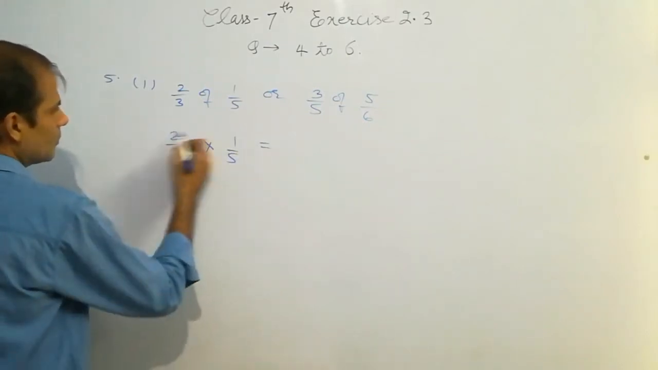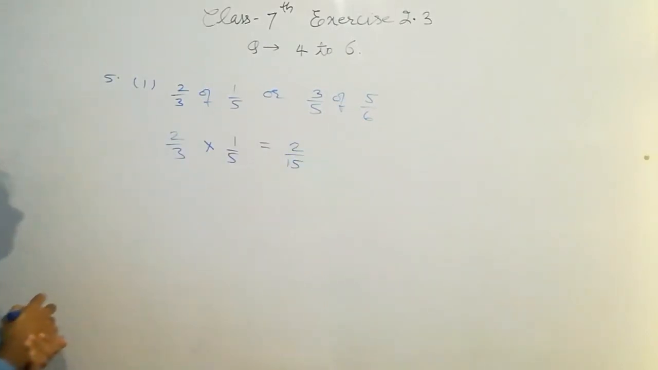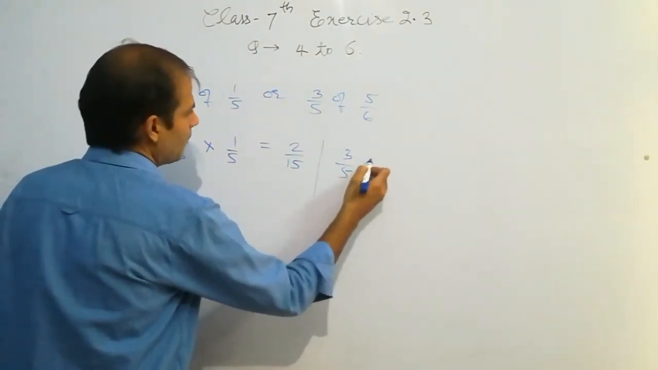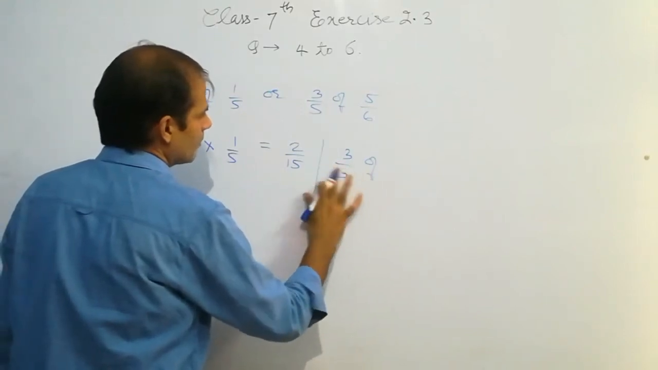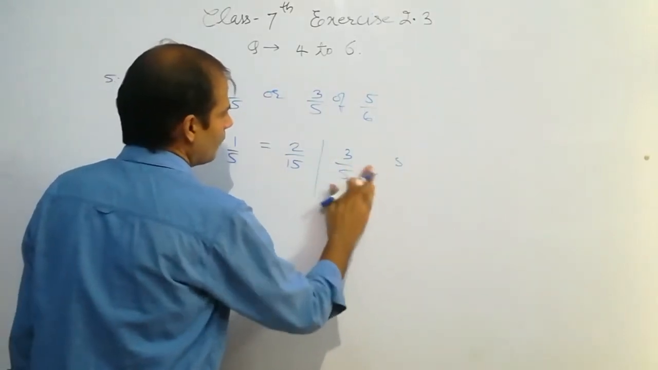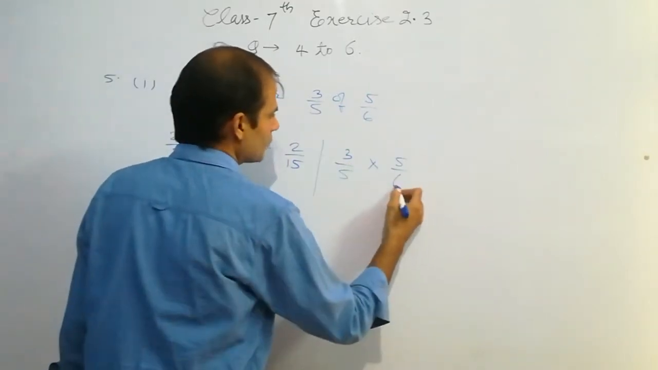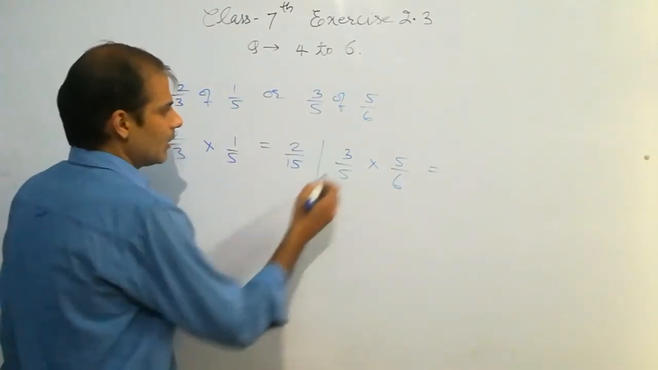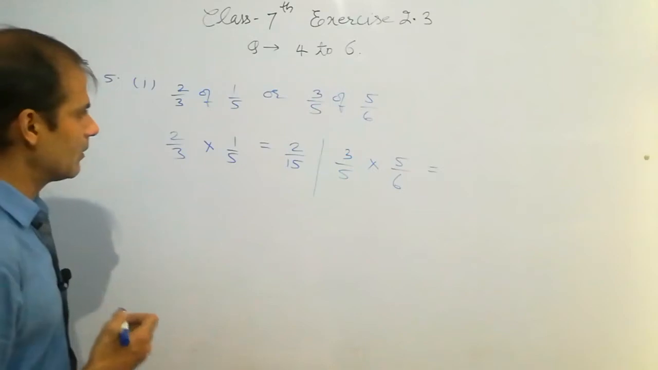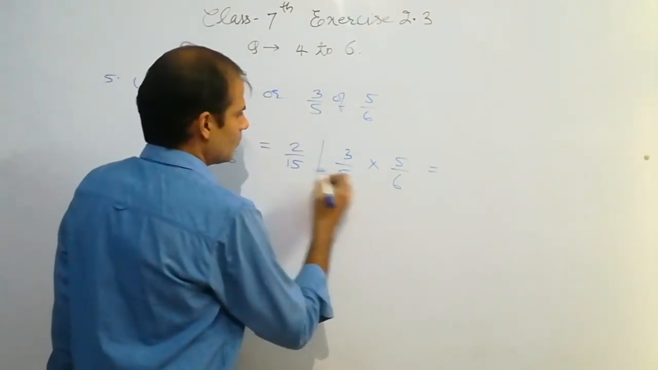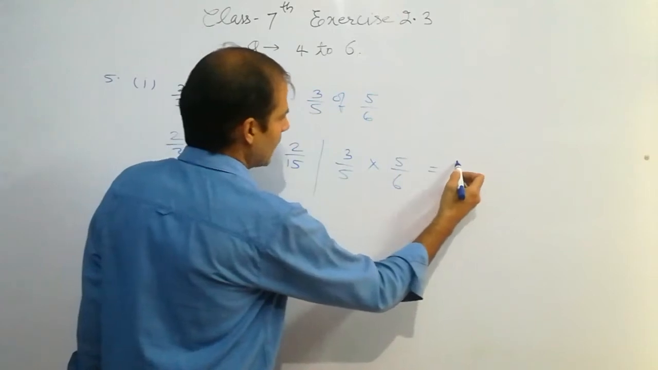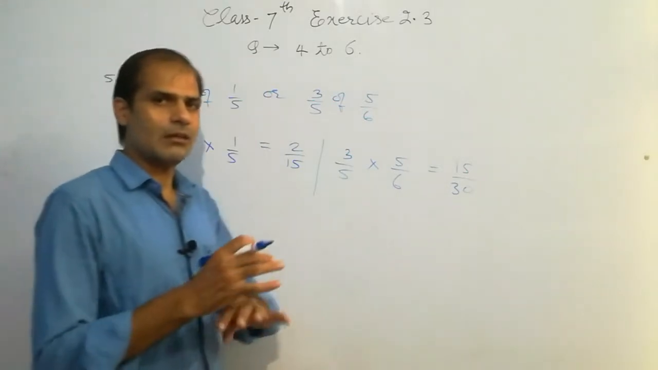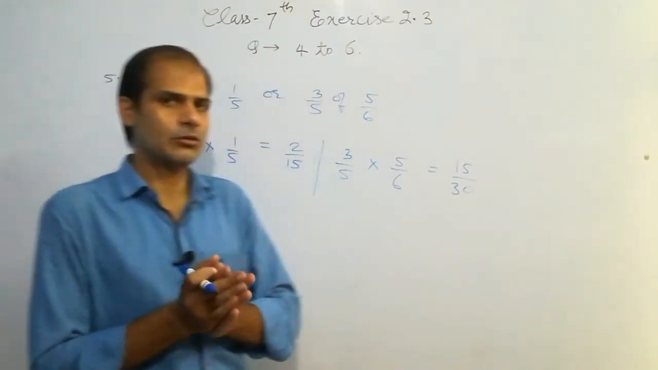It is equal to 2 ones are 2 and 5 threes are 15. Okay, and 3/5 of is converted into multiply 5/6. So you can simplify this. Okay, as you can see it is 2/15. Okay, so 5 and 5, let it be as it is, 15/30. All right, listen students, there are different ways to find the greatest or smallest fraction.